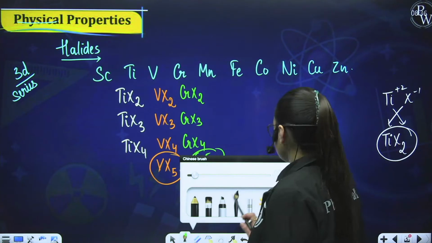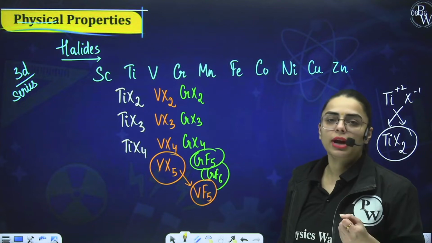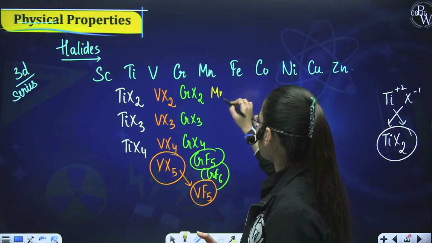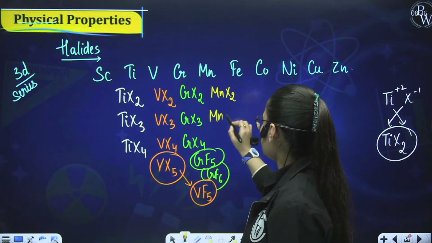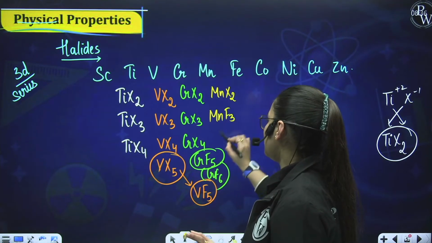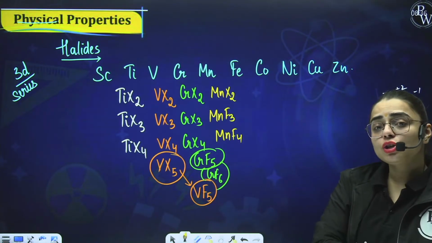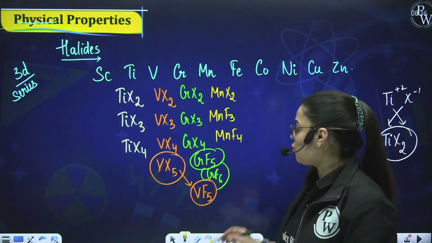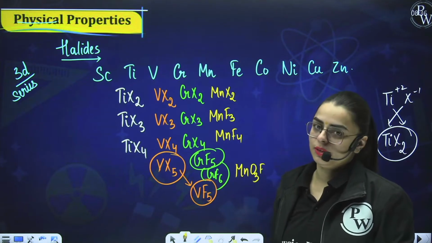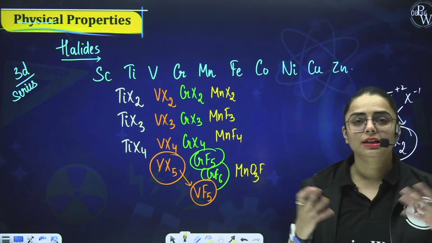Now, moving on to manganese, students, what do we have over here? I've told you already, manganese can show variable oxidation state, right? So when I talk about manganese, there is an exception over here. MnX2 can be exhibited by many. But when it is forming in +3 oxidation state, it will form compounds with only fluorine. Similarly, in +4 also it will form only with fluorine. And you can also see one of the compounds in manganese, MnO3F. This compound is also formed over here. So these are the compounds that can be seen when manganese reacts with halogens, right?